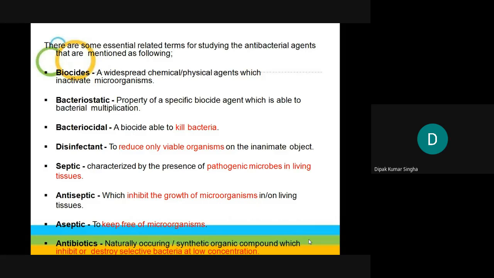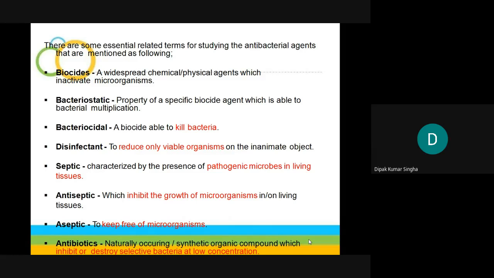Wide spectrum chemical or any physical agent, not only the chemical or antibiotics, but also any physical agent, heat, X-ray, gamma ray, which inactivates the microorganism, that is called biocides.